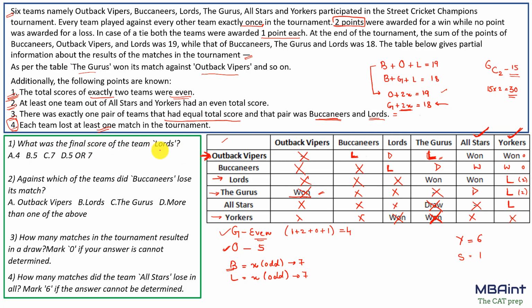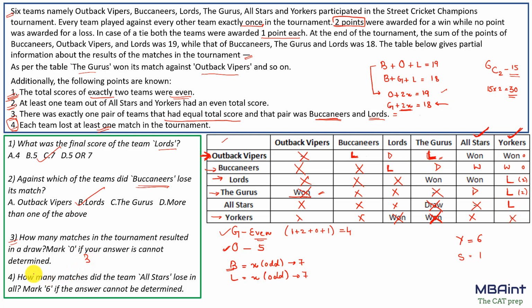What was the final score of Lords? We would have answered it in the very beginning. That is 7. Against which team did Buccaneer lose its match? Buccaneer is losing the match against Lords, because if we look into this and see with respect to the row, it's losing the match against Lords. Now question number 3, how many matches in the tournament resulted in a draw? So how many draws can we see? 1, 2, 3. Any further draws? No, only 3 draws are possible.